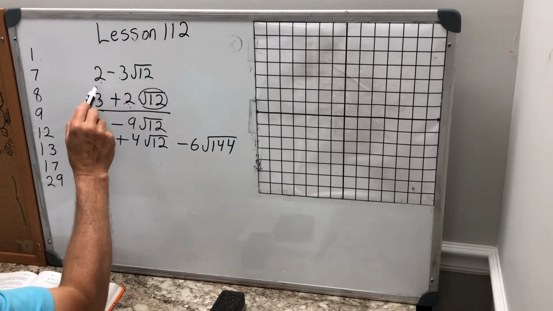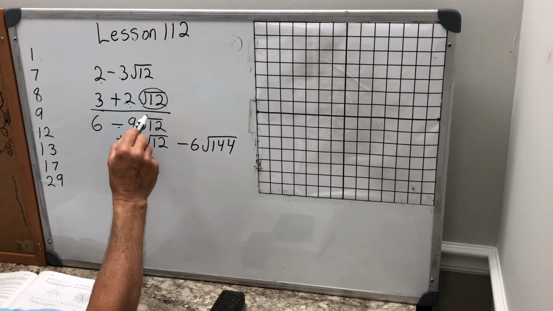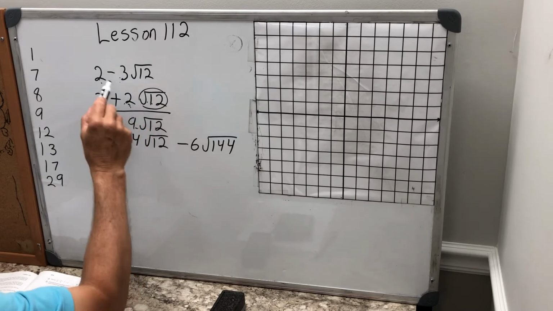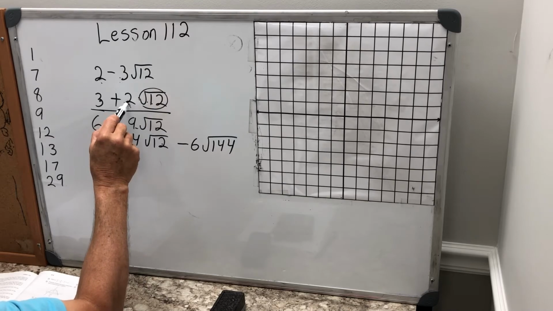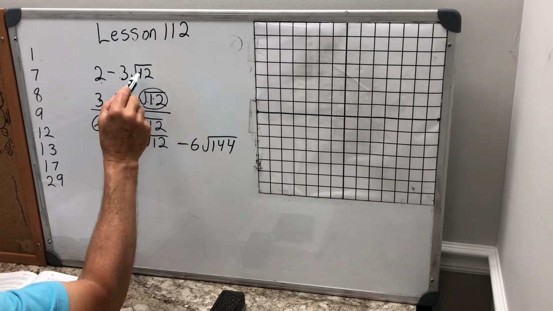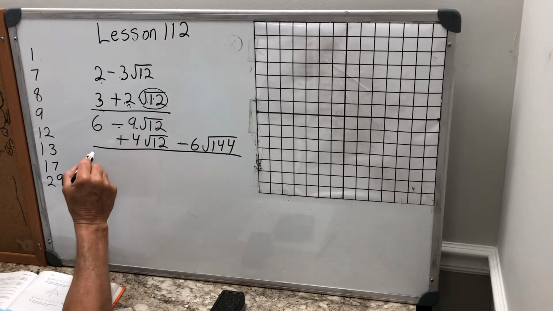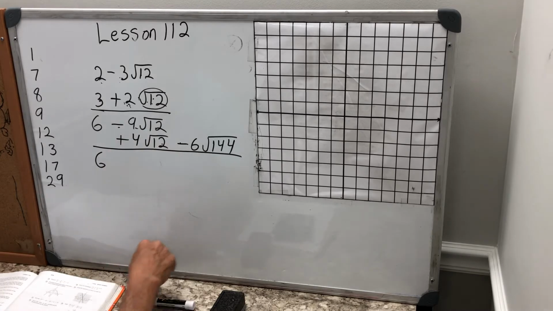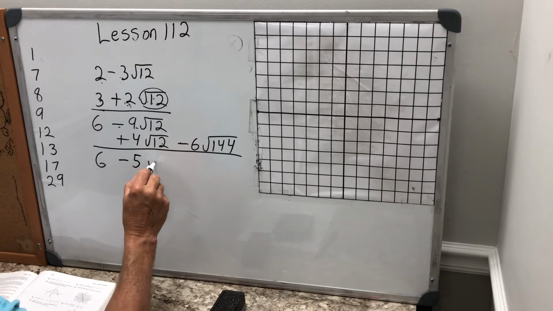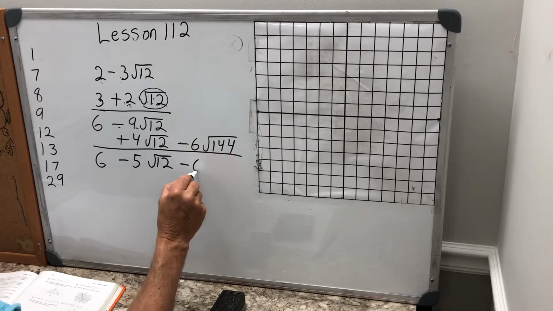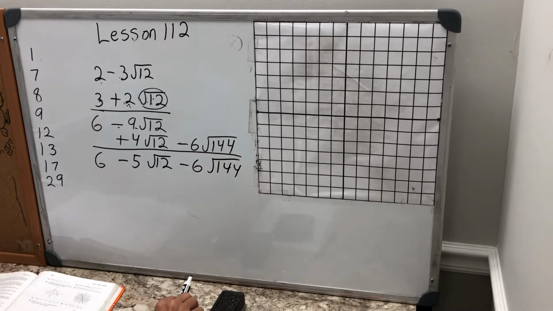Let's go back over it. 3 times 2 is 6. 3 times -3 is -9 and 12. +2 times 2 is +4 to the square root of 12. The last one is +2 times -3 is a -6 times the square root of 12 times 12, which is 144. We add what we can. Here we have a 6, a -9, and a +4, which is a -5 to the square root of 12. We have a -6 to the square root of 144. And we'll simplify these as much as we can.